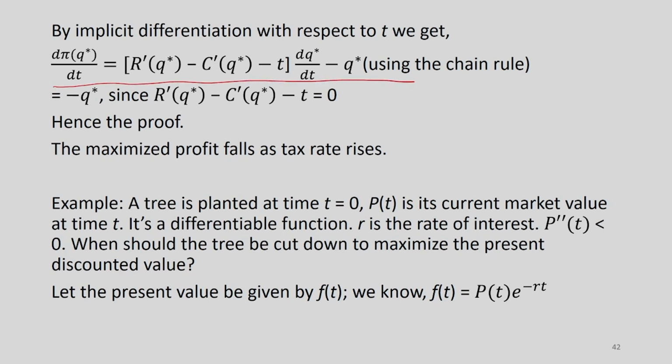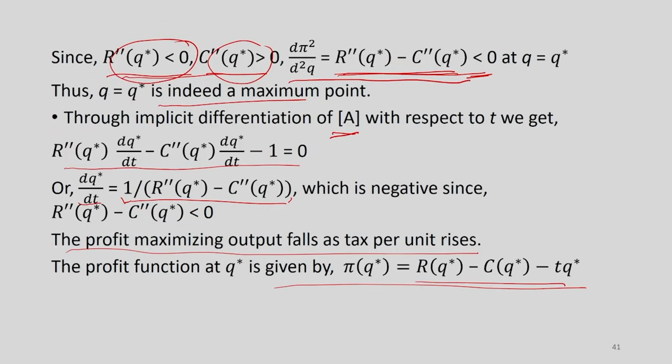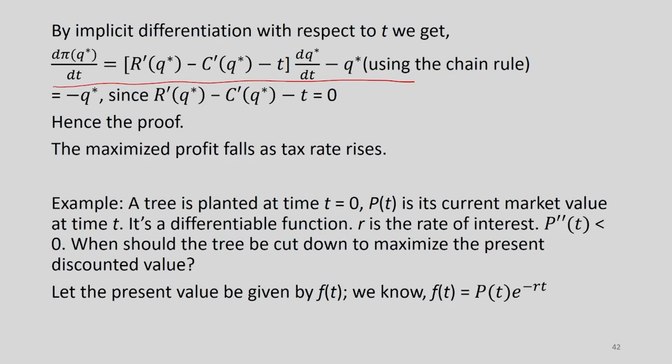So just look at the expression. I am differentiating with respect to t. So first I am going to take the differentiation of this with respect to q star and dq star dt, and there will be 1 minus q star term here. That is basically the chain rule.